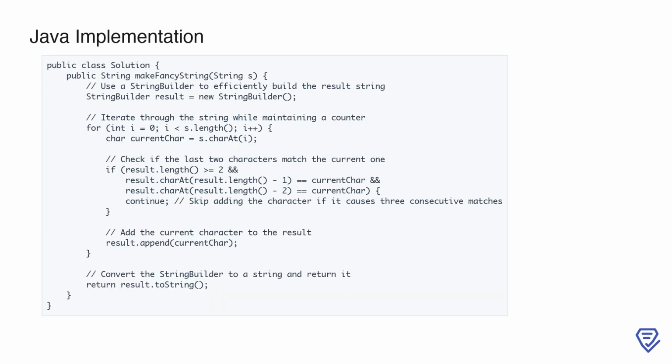This is the Java implementation of the Delete Characters to Make Fancy String problem, LeetCode number 1957. The logic mirrors the Python implementation, using a StringBuilder instead of a list for efficient string construction. The method iterates through the input string, appending characters to the result only if they do not form 3 consecutive duplicates. Java-specific features, such as the charAt method in StringBuilder, are utilized to ensure optimal performance.